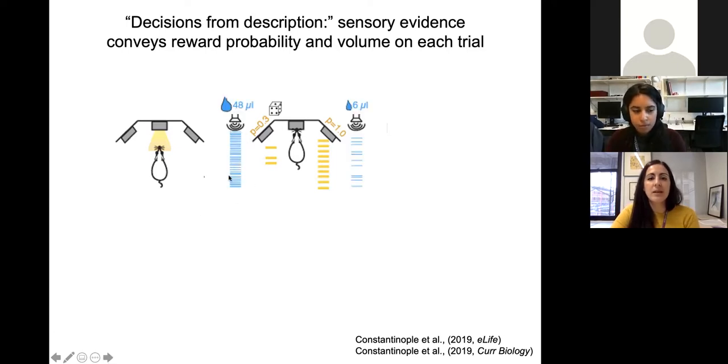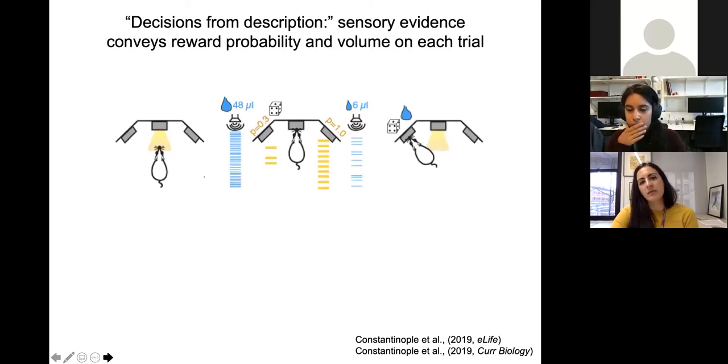Simultaneously, there's auditory clicks, the rate of which convey the reward volume that the rat's being offered. So here, he's choosing between a gamble of 48 microliters with a probability of 0.3 or a guaranteed reward of 6 microliters. And then at the end of the trial, he's free to just choose the side that he prefers.